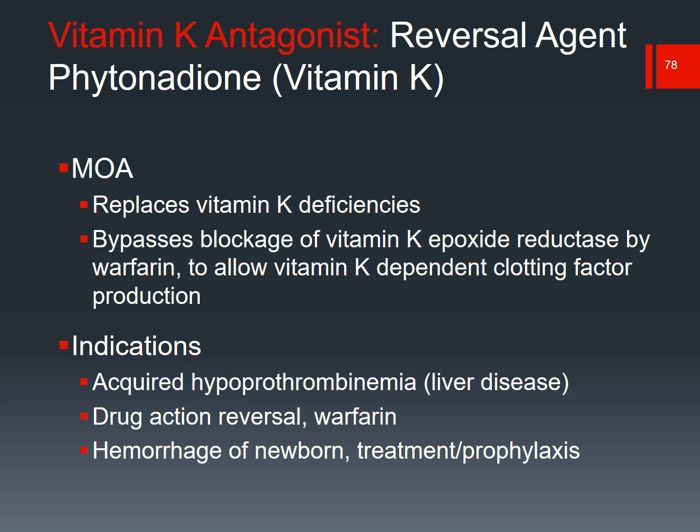Typically, when we talk about reversal agents, we're talking about antidotes to overdosing our drug, and they generally bind to that active drug to render it inactive. In this case, however, our reversal agent for our vitamin K antagonist warfarin is actually vitamin K. We know that warfarin works by blocking the reduction of vitamin K to its active form. And here, when we give vitamin K, we're overcoming that mechanism by just introducing more vitamin K into the system. This can be used for a multitude of reasons. However, in this case, we're using it as a reversal agent for overcoming the effects of the warfarin.